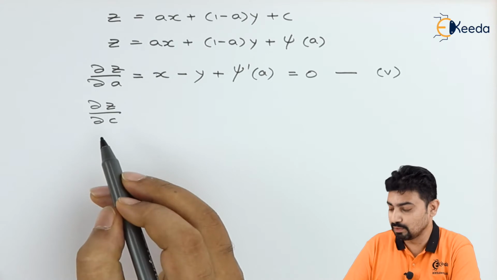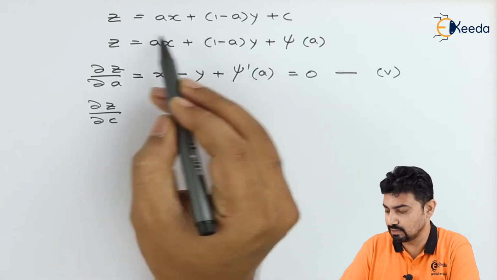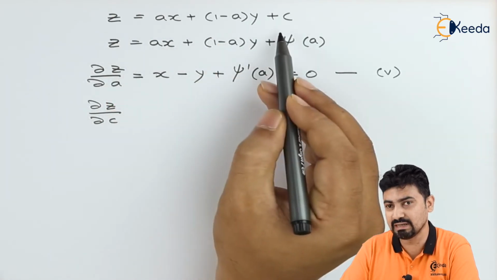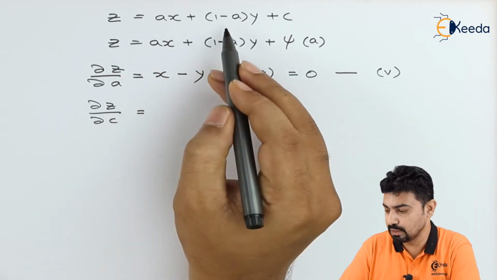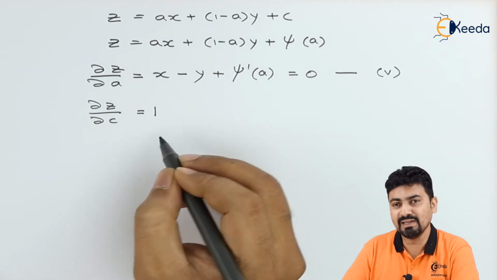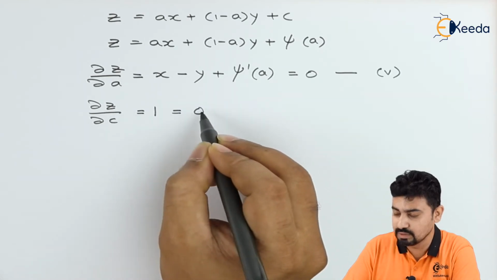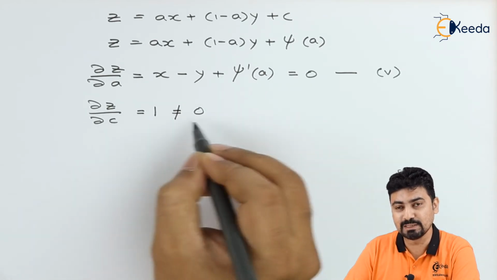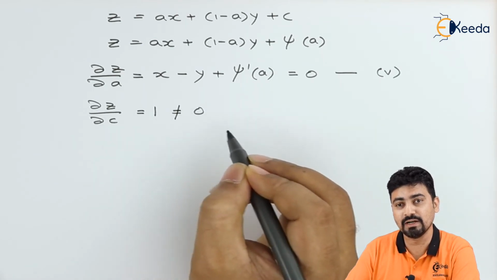partial derivative of z with respect to c. For this, we'll be differentiating the initial equation, that is z is equal to ax plus 1 minus a into y plus c. If we differentiate this, what we get is, this part will become 0, this part will become 0, the last part will give us the derivative 1. But even in this case, we have to equate it to 0. So we should ideally be equating this to 0. But 1 is not equal to 0. So this particular case signifies that this particular question does not have a singular solution.